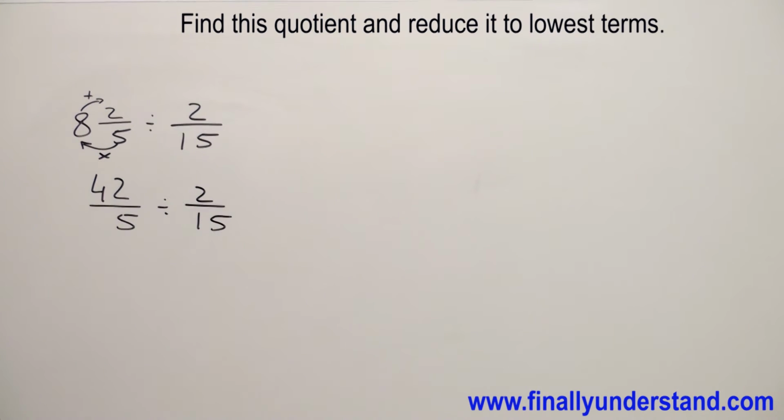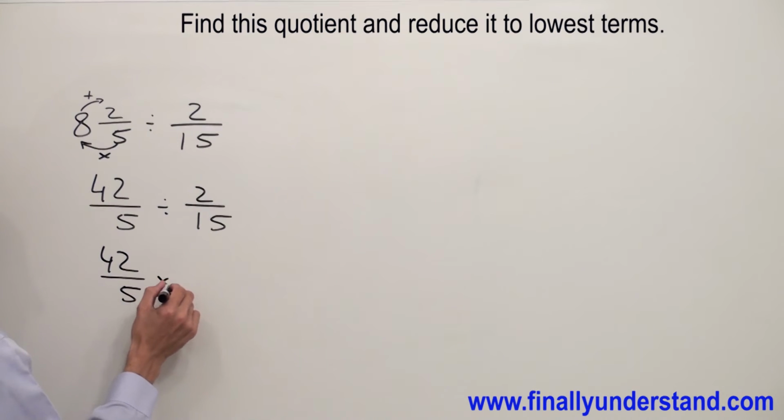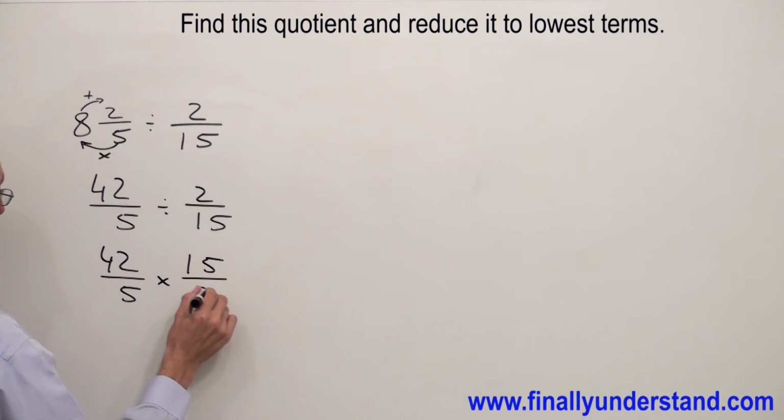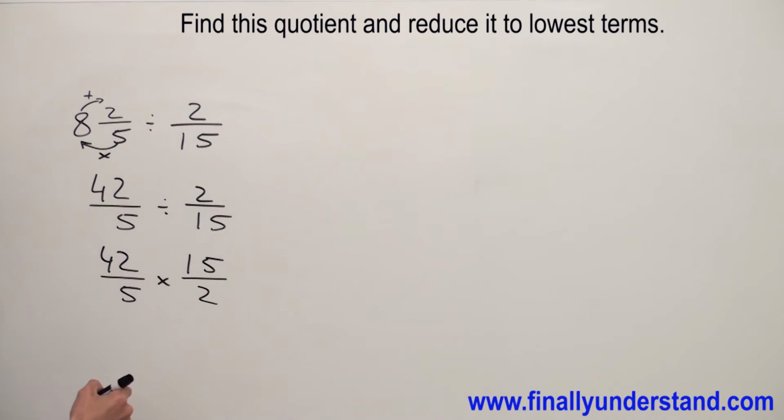Anytime you divide fractions, you have to copy first fraction down. So I have 42 over 5. Division, you have to change to the multiplication and write simply 15 over 2. You have to find the reciprocal of the second fraction.